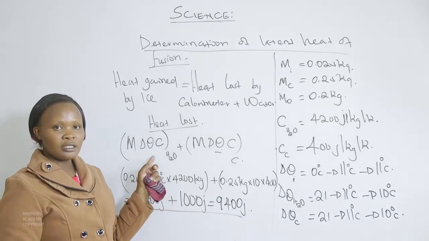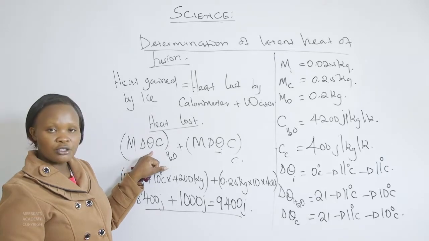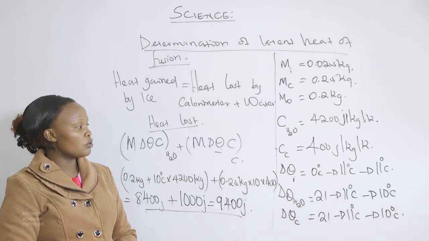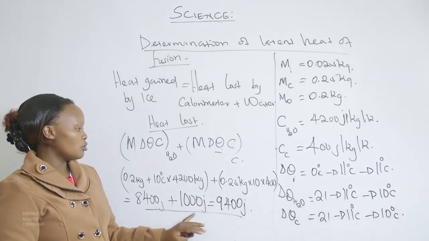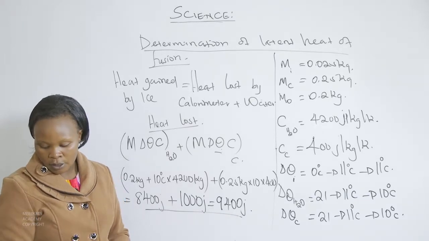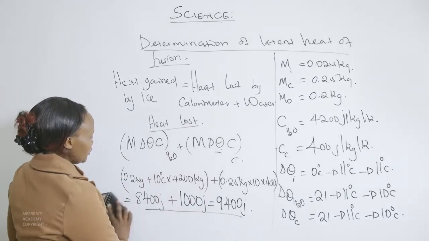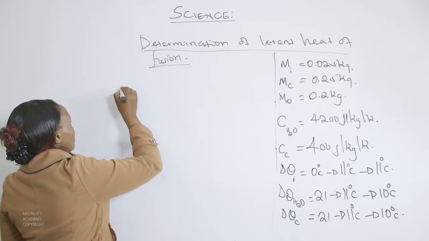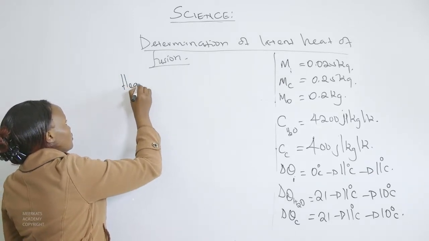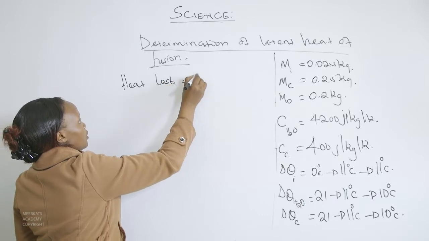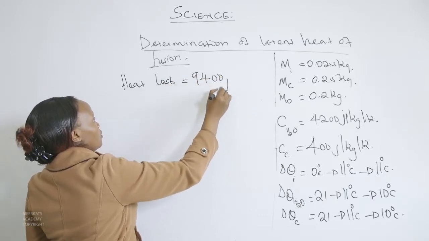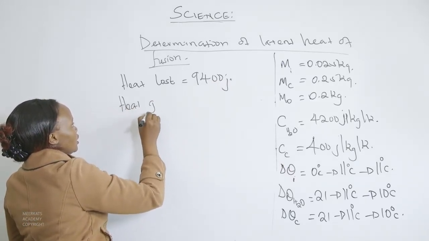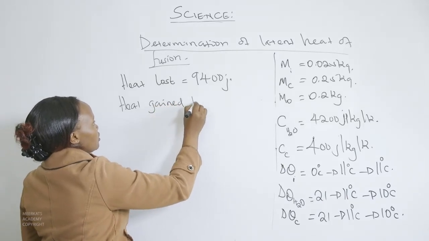It is given by mass times the change of temperature times the specific heat capacity of each of our items of consideration, and we add them together to get 9400 joules. Now, our 9400 joules is the heat lost. Now let us look at the heat gained by ice.